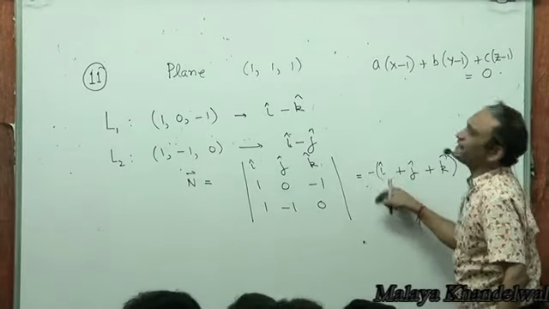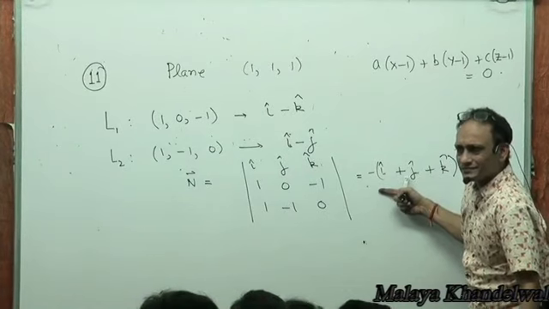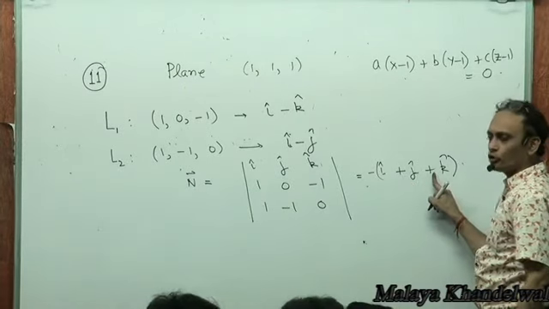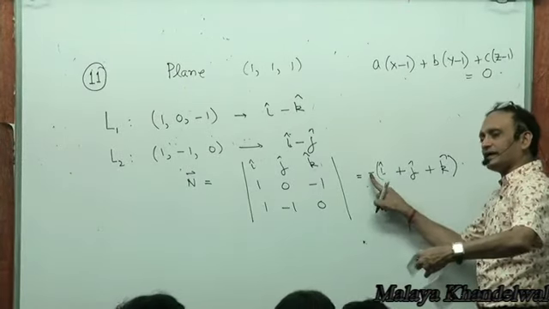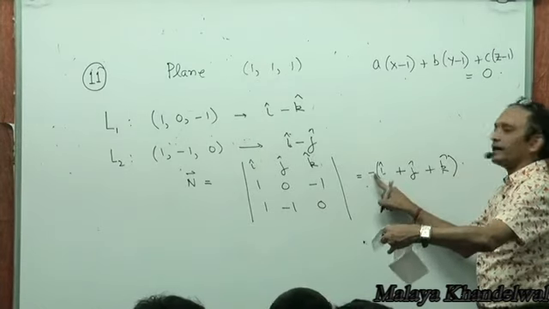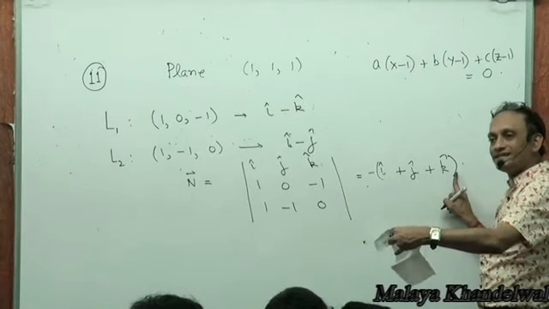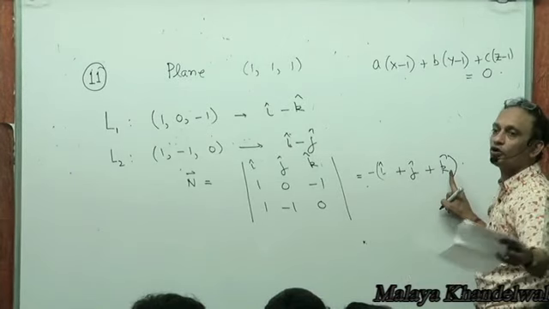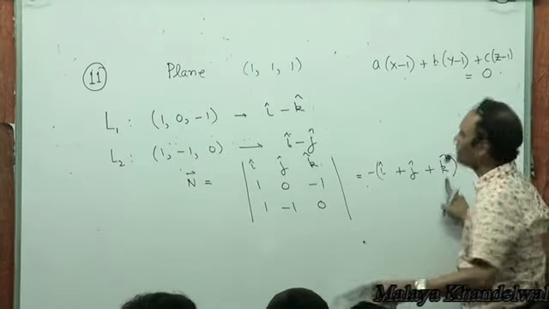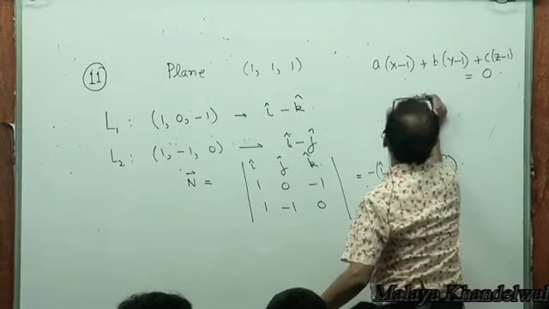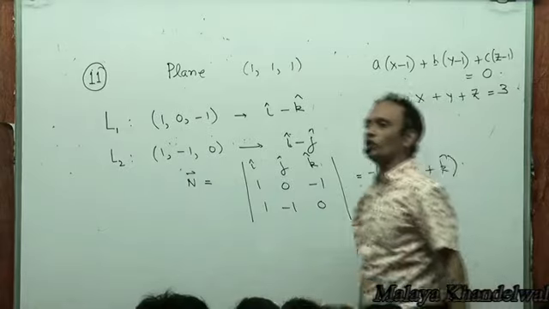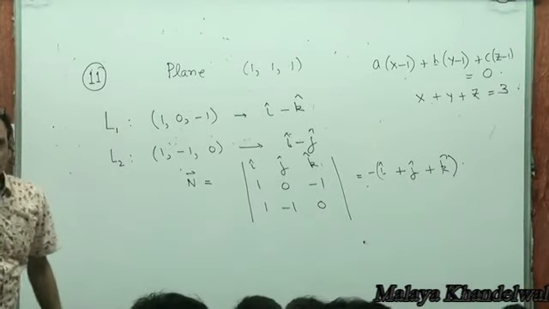Now if this is a normal, then the minus of this will also be a normal. That means A could be selected as minus 1, B minus 1, C minus 1, or A could also have been selected as 1, 1 and 1. So A could be equal to B equal to C. Each could be either 1 or minus 1 or 2, or 3, or any lambda. Plug in A equal to B equal to C, and you get the plane as x plus y plus z equal to 3. Is that the plane? Yes or no in the first place? That's the equation of the plane.